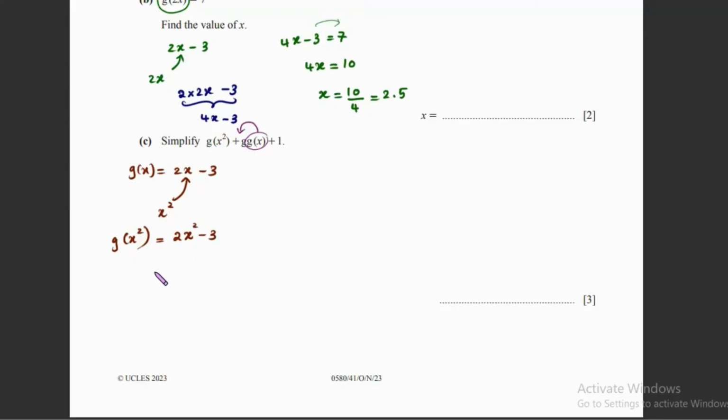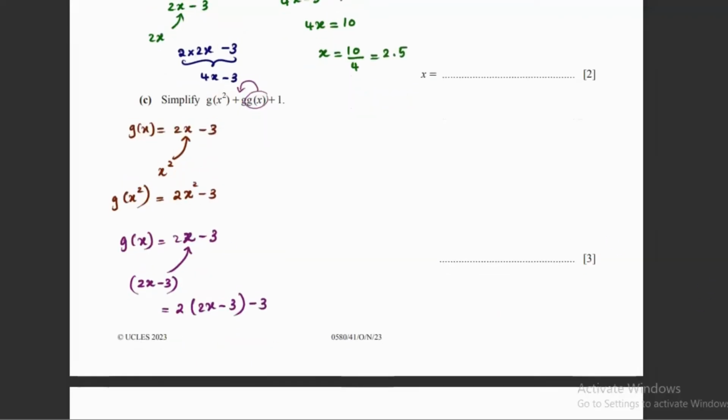That means first, we are going to write the g of x function again. So we know that it's 2x minus 3. So this x is replaced with this function g of x. That means the function for g of x is also 2x minus 3, which means this x is replaced with this 2x minus 3. So this is equal to 2 times (2x minus 3) minus 3.